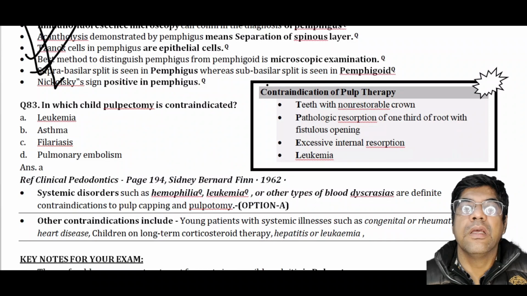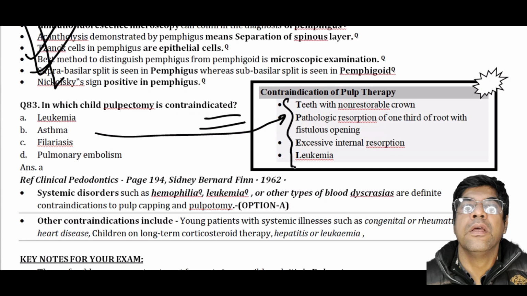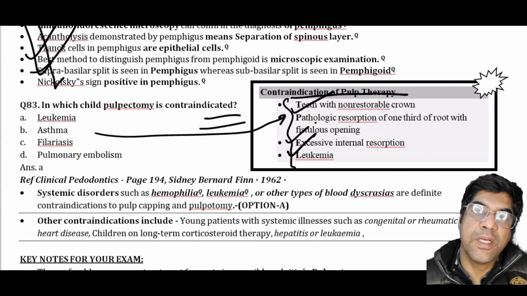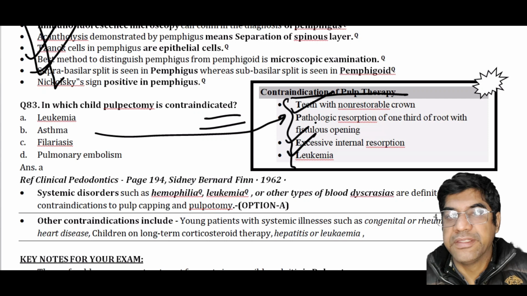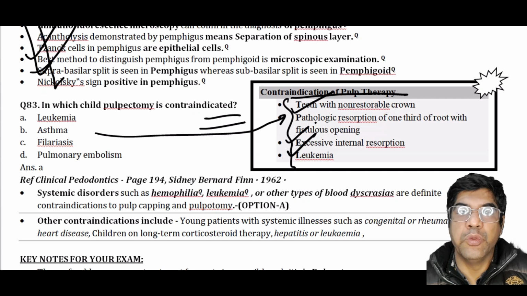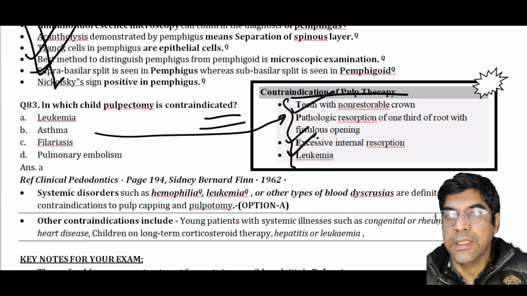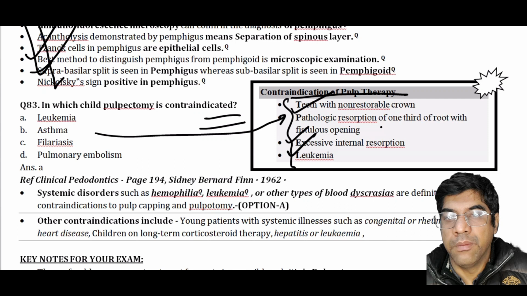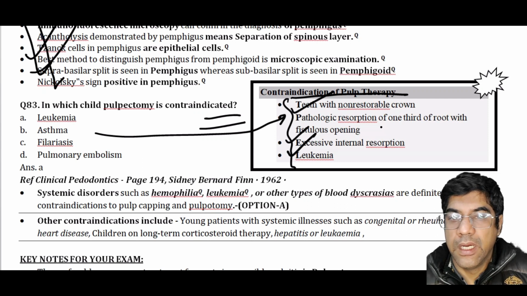In which child is pulpectomy contraindicated? Well, it is contraindicated in leukemia. So these are the contraindications of pulp therapy: teeth with a non-restorable crown, excessive internal resorption, or leukemia. The systemic disorders like leukemia or other types of blood dyscrasias are a definite contraindication to pulp capping and pulpotomy in pediatric dentistry. Other contraindications could be a child with long-term corticosteroid therapy, hepatitis, etc.